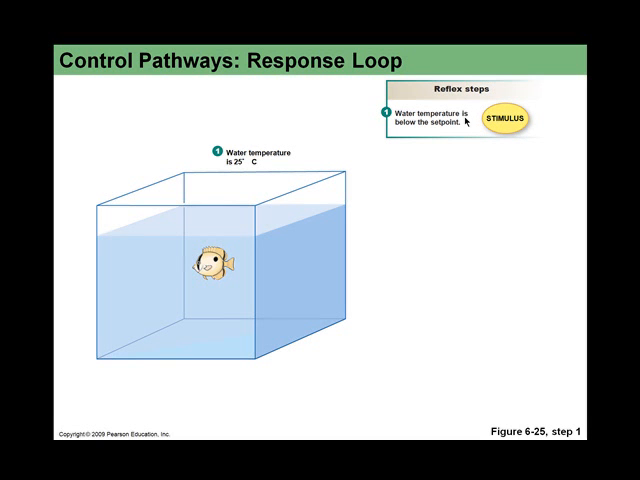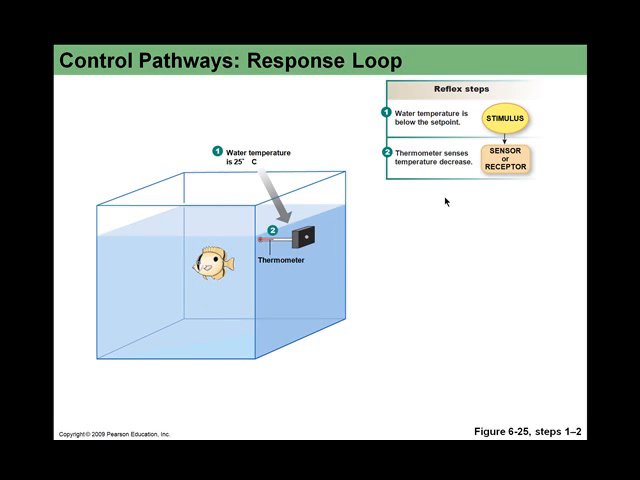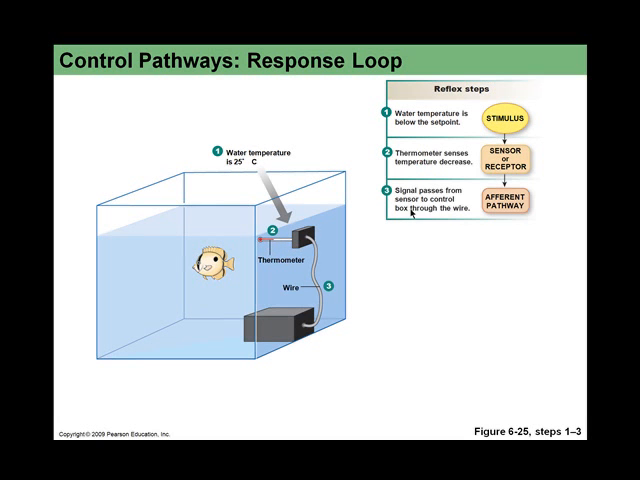So we have water temperature, it's 25 degrees C, and the stimulus that comes into this system is that heat is removed from the water by whatever means. So we have a sensor or receptor. The thermometer senses the temperature change, a decrease in this case. And then we have the afferent pathway bringing the affect. So the sensor picks up the stimulus, and that affects the system. So the affect is going to be in the afferent conducting aspect of this system. The signal passes from sensor to control box through the wire.